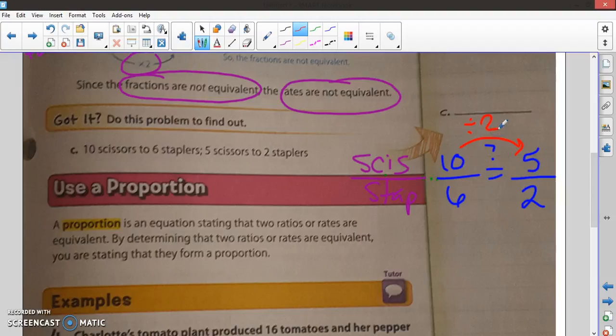2. And let's check this one. What am I going to divide 6 by to get 2? 3. Are the scale factors the same? No, they are not. So are they equal? No. Okay, they don't have the same scale factor. And it's okay if you have to divide or multiply.